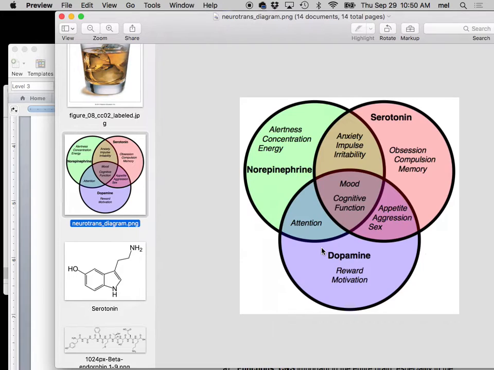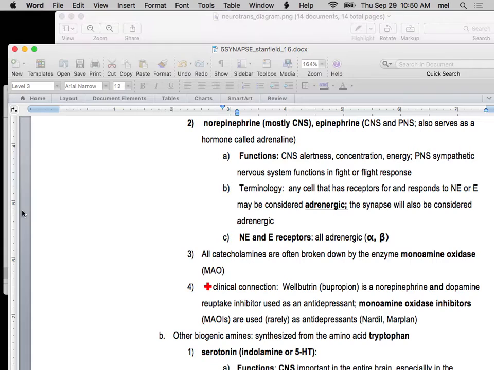So norepinephrine is alertness, concentration, and energy. And if someone is really, really treatment resistant, they can use all three types of antidepressants simultaneously. Wellbutrin and SSRIs, or something related to Wellbutrin and SSRIs.